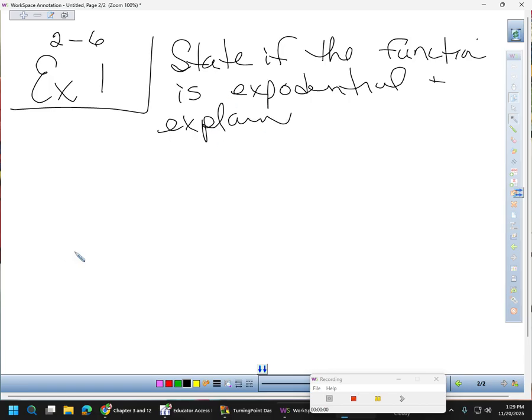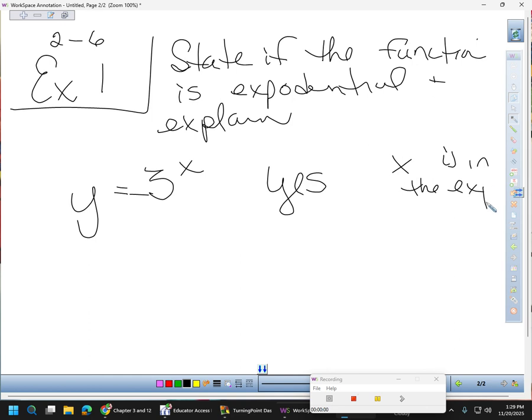So let's say I give you y equals 3 to the x. Is this exponential? Yes, it is. Why? X is in the exponent. That is perfect. Okay, let's try one more. What if I had y equals 3x to the second? This would be no. And what would be our reason? Yeah, x is not in the exponent. Super easy first three problems, right?